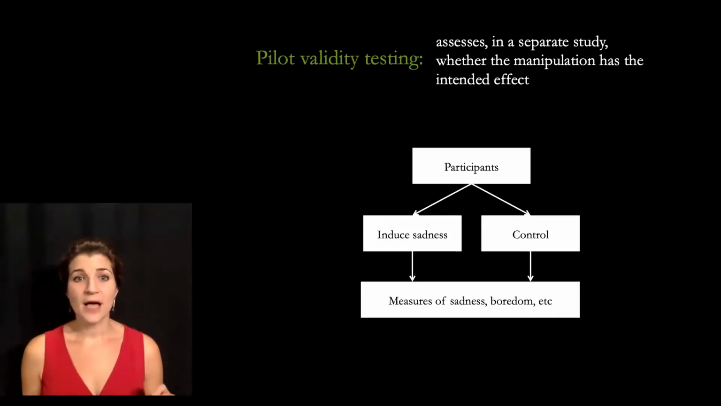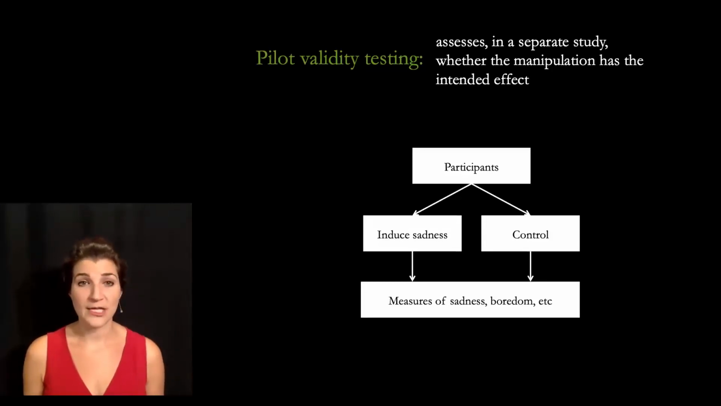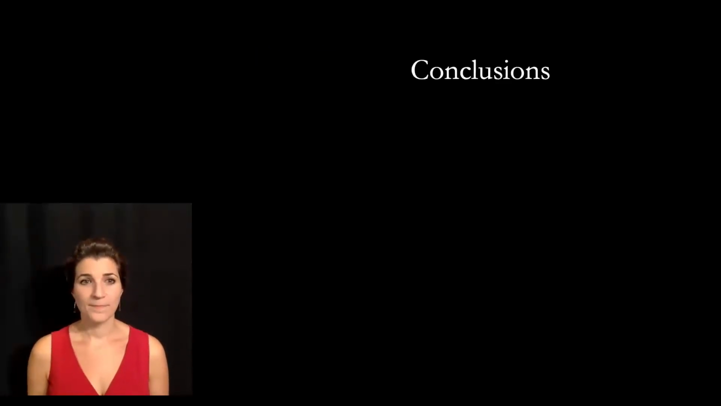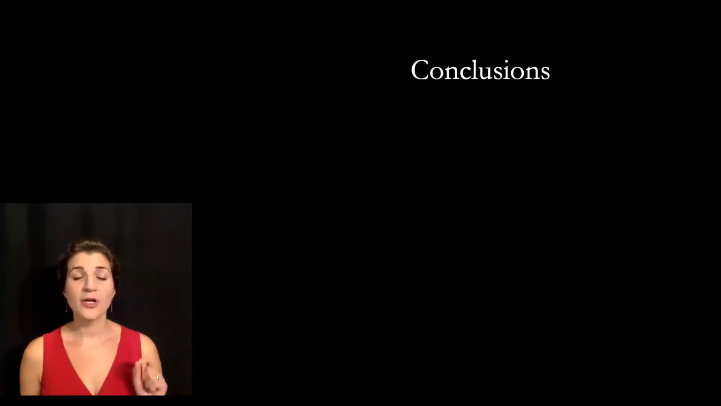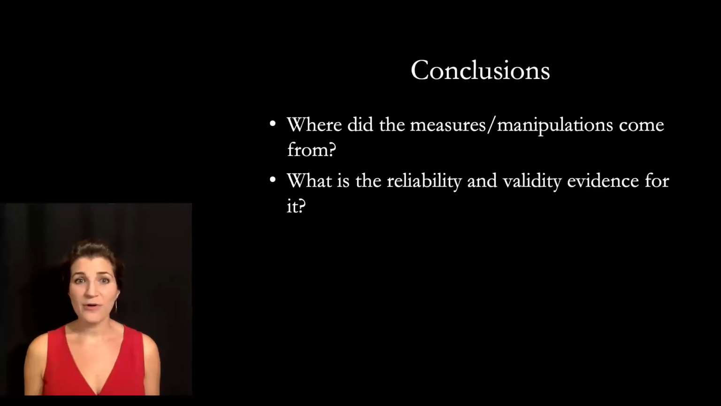We'll talk in class about manipulation checks that are done within the same study and what the benefits are to doing pilot validity testing versus using manipulation checks within a study. So as you're reading papers for your comps, I would encourage you to keep these questions in mind. Where did the measures or manipulations come from? Did the researchers just make them up on the fly? If they are pre-existing measures from another study, were they modified in the current study? And how have they been validated?